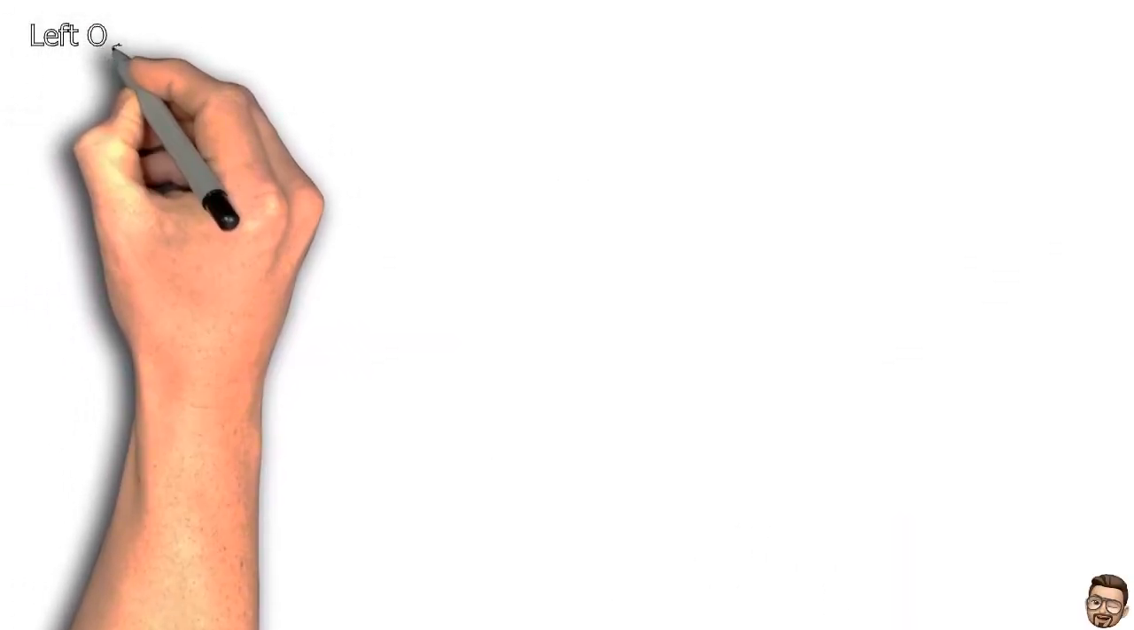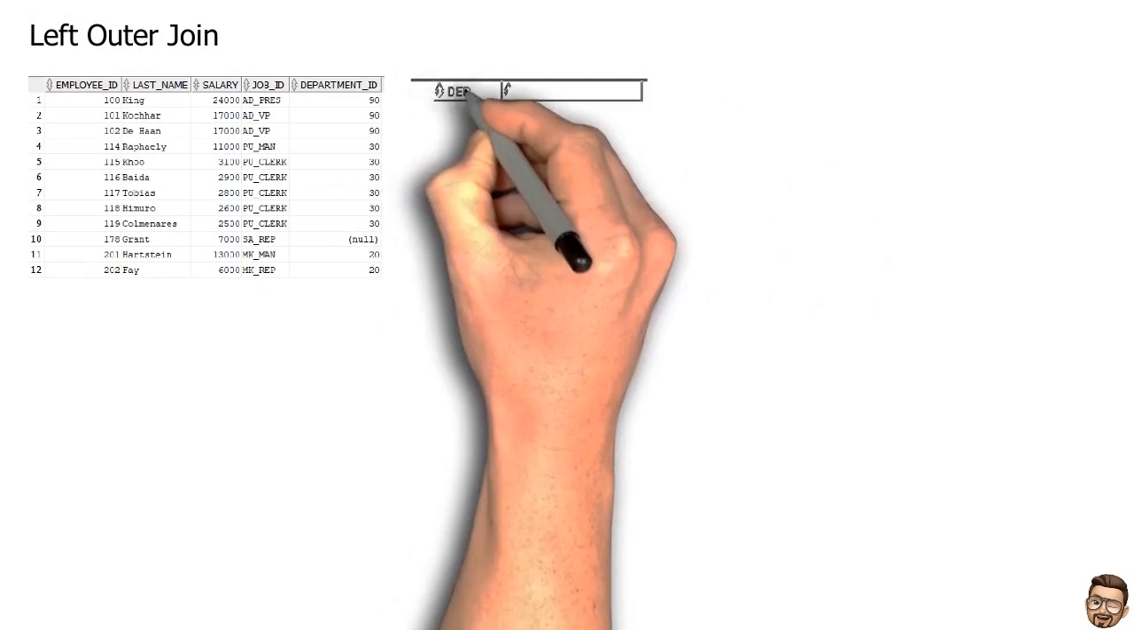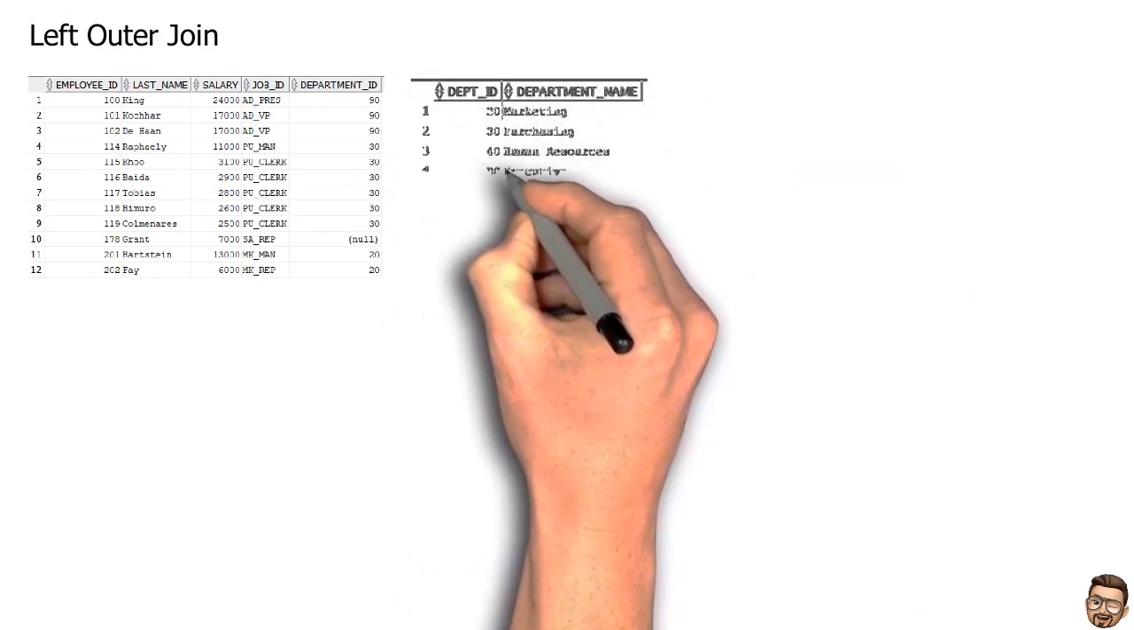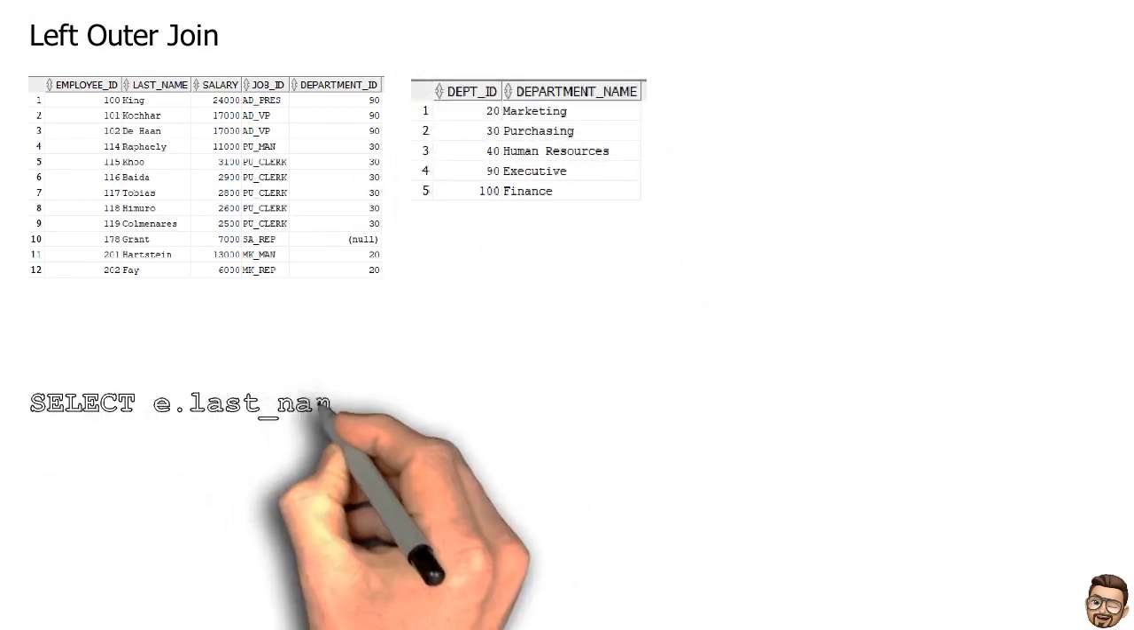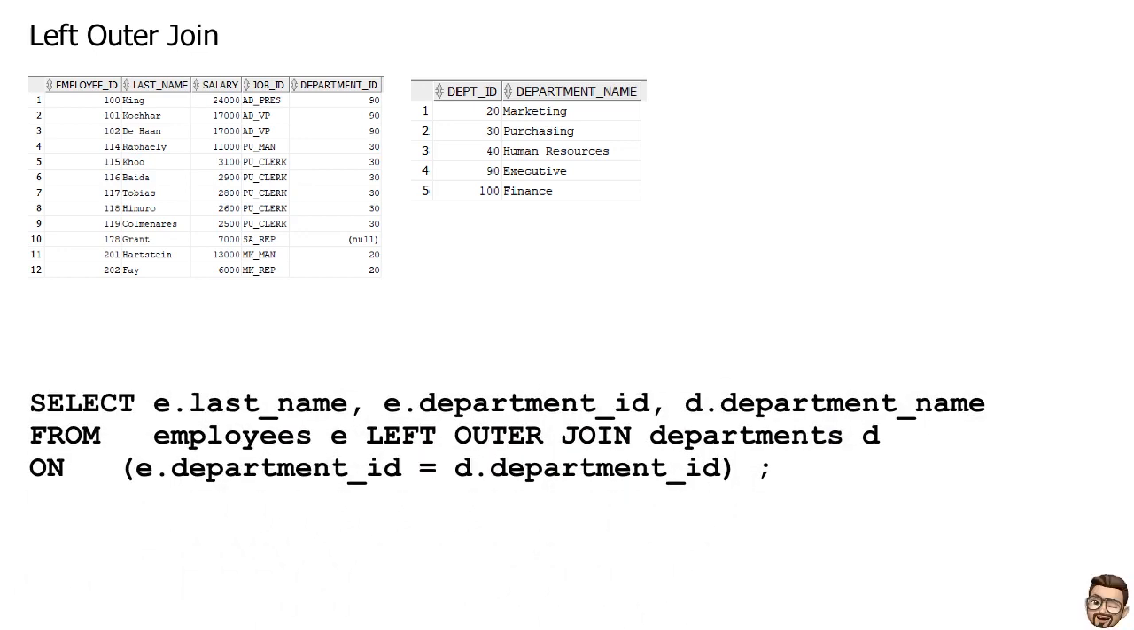Let's take a look at left outer join. In our previous example, as I said, if we join the employees and departments tables, we can only have 11 rows of result. But if we do it this way: select e.last_name, department_id, department_name from employees e left outer join departments d on e.department_id equals d.department_id, we will have 12 rows of result.